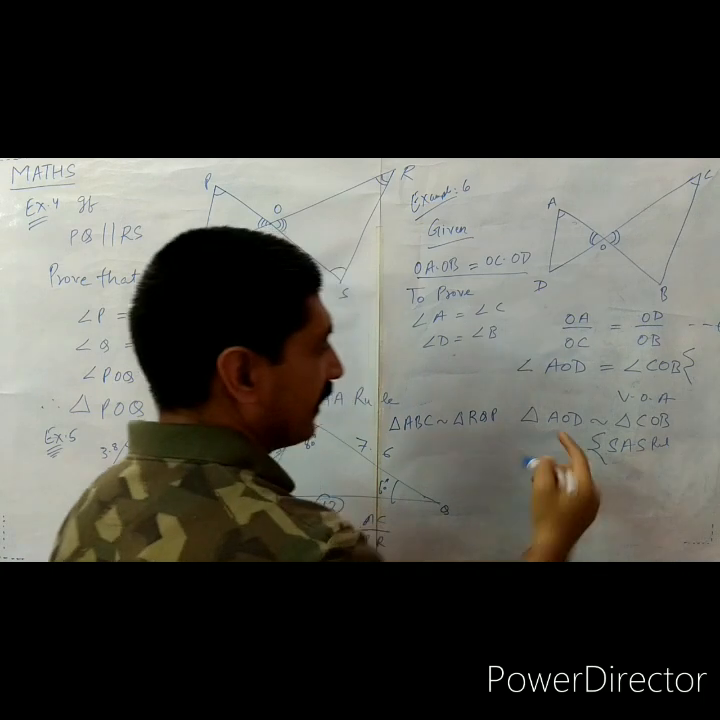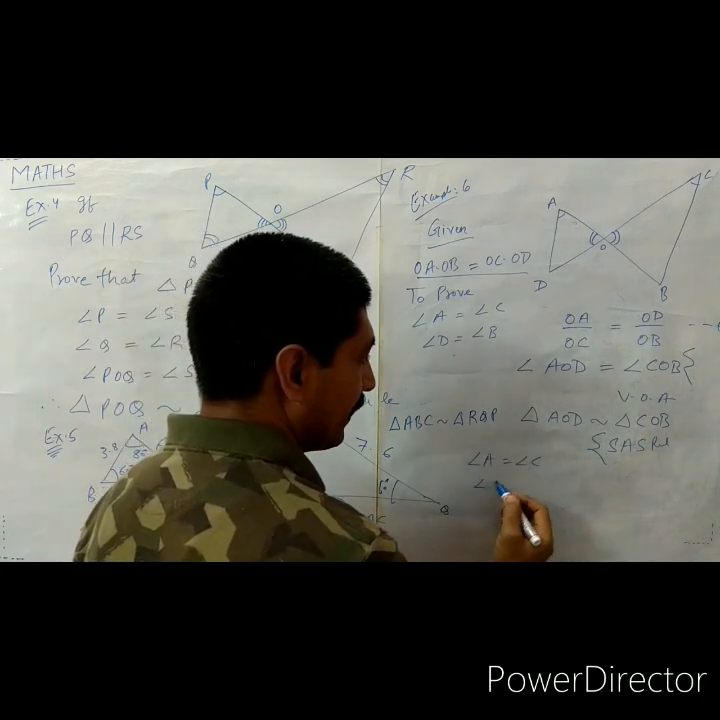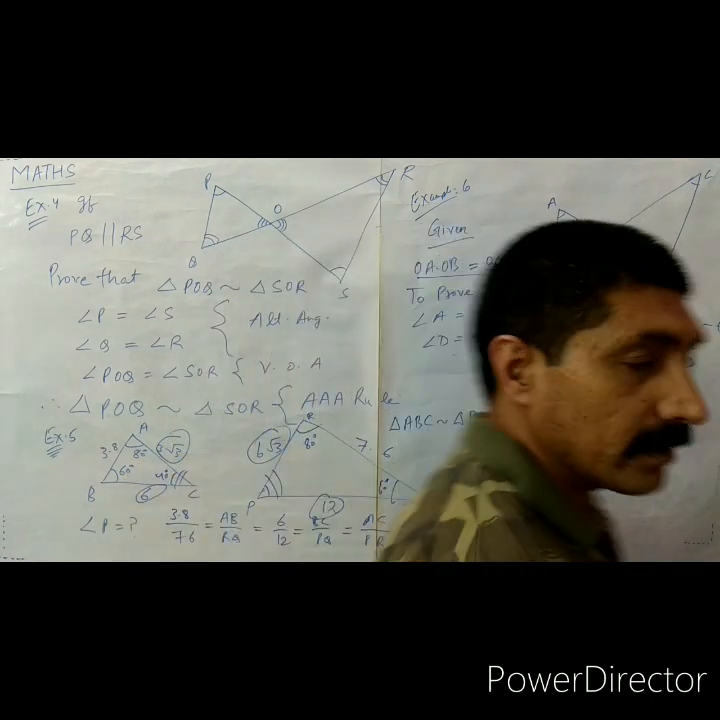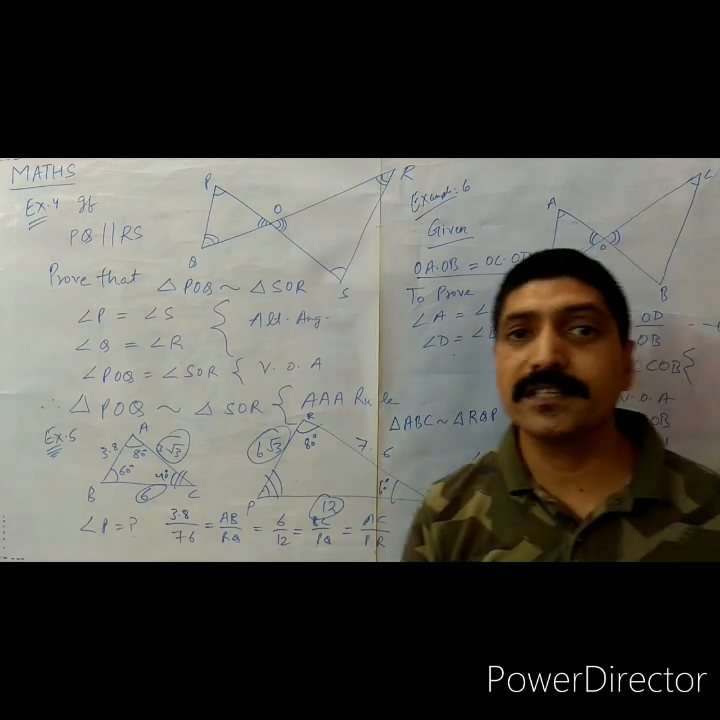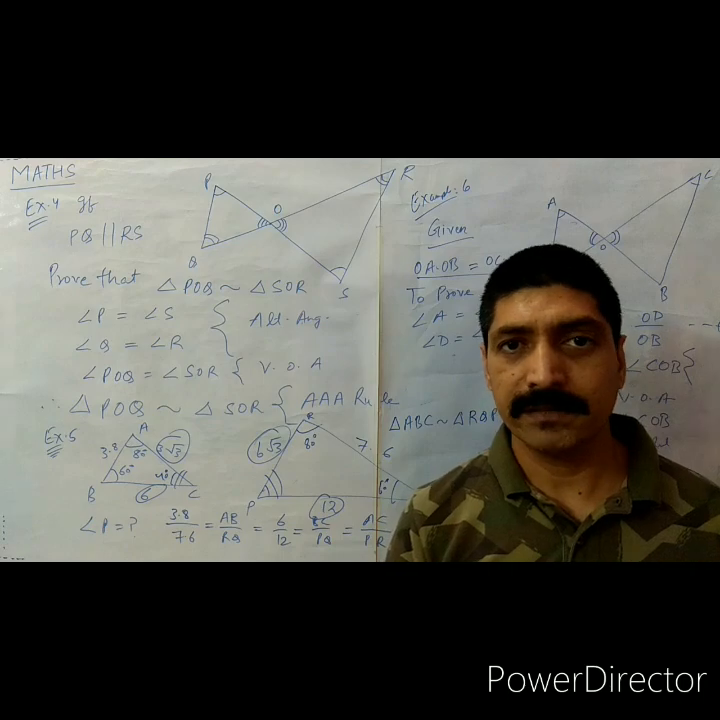And by the similarity criteria we have angle A is equal to angle C and angle D is equal to angle B. So dear students, with this you can go ahead for exercise 6.3. Stay safe, stay healthy. Thank you very much.